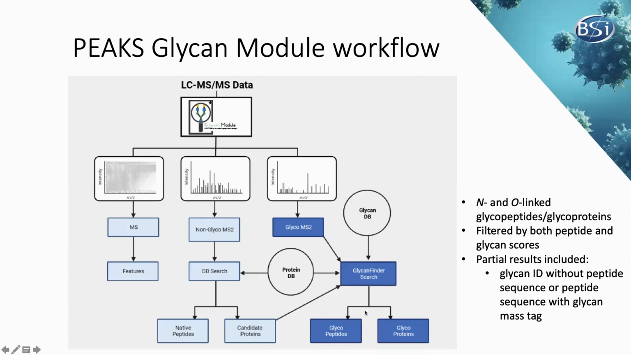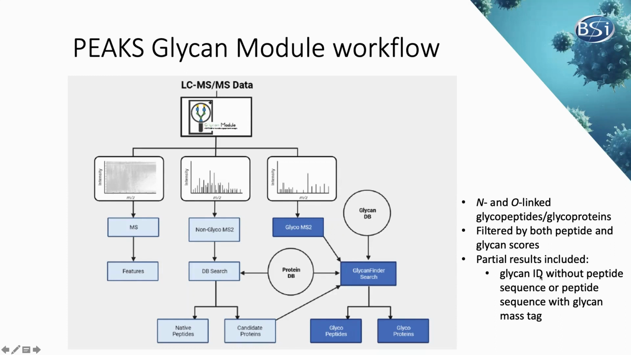And combined, we come up with a list of glycopeptides and glycoproteins that's in the final result. All of these are filtered or controlled by FDR, as well as both peptide and glycan scores. You can set a specific score threshold for each of those.